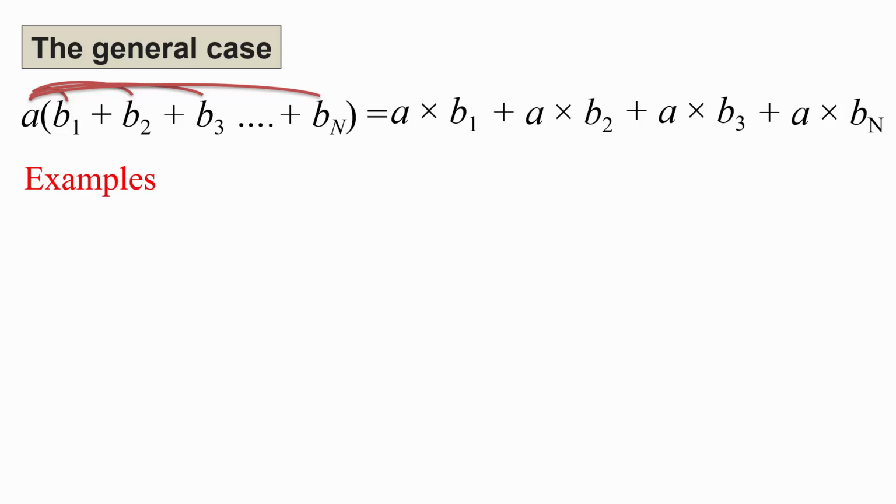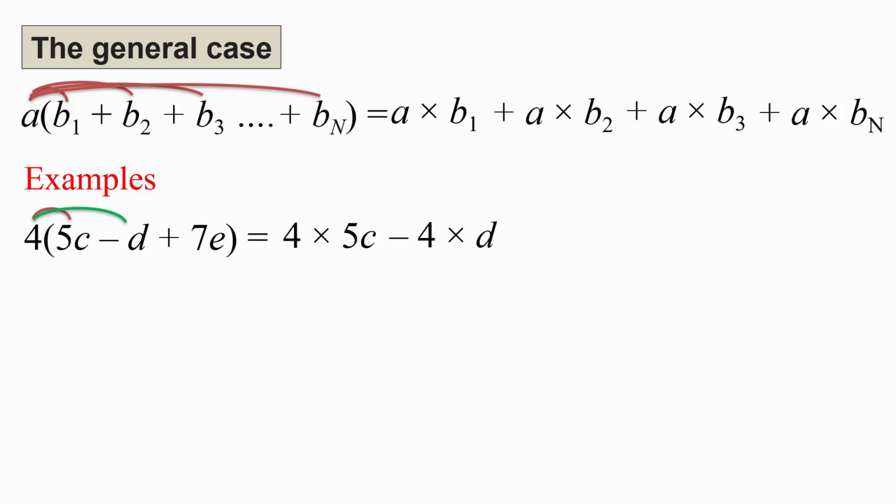And some examples of that: in this one we have 3 terms inside the bracket, so we can write as the expansion 4 times 5c minus 4 times d plus 4 times 7e. And now simplify. 4 times 5 is 20, so we have 20c. 4 times d is just 4d.